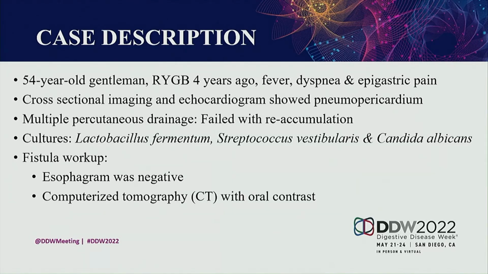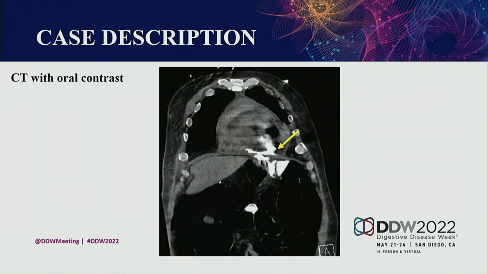And hence we started the fistula workup, starting with an esophagogram, which was negative. This was followed by a CT with oral contrast. And as shown here, the contrast is trickling from the pericardial cavity down to the GJ anastomosis, as shown by the yellow arrow here.